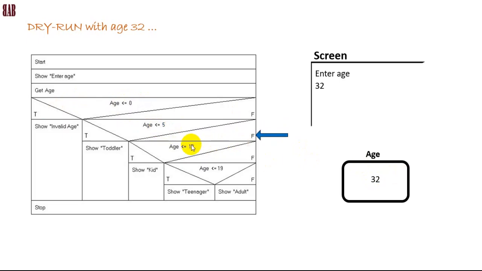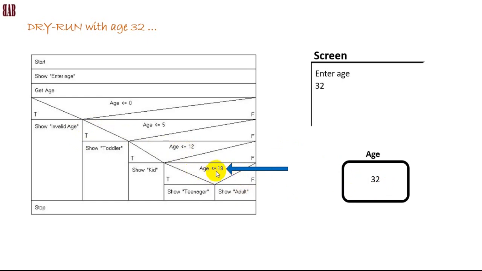Then you check in the false side, again another condition. Age less or equal to 12? That is also false. This is a bigger number, 32, not less, not equal to 12. So you come to the false of that. And then that false has another condition, checking for age less or equal to 19. Is this less than 19? No. Is it equal to 19? No. So this is again false.